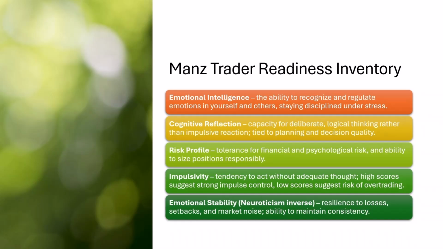Emotional stability. This is neuroticism, and this is about how resilient you are when there are losses. How much do you blame yourself or start coming down on yourself if trades go bad?